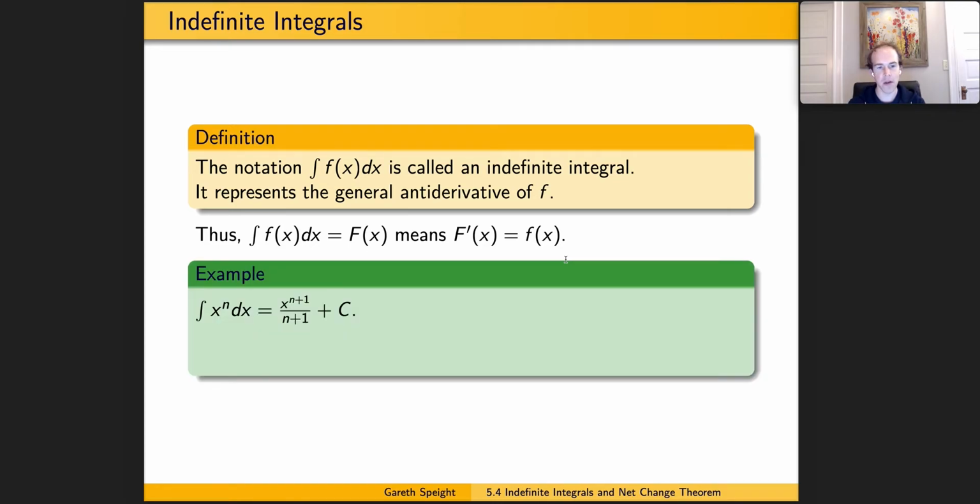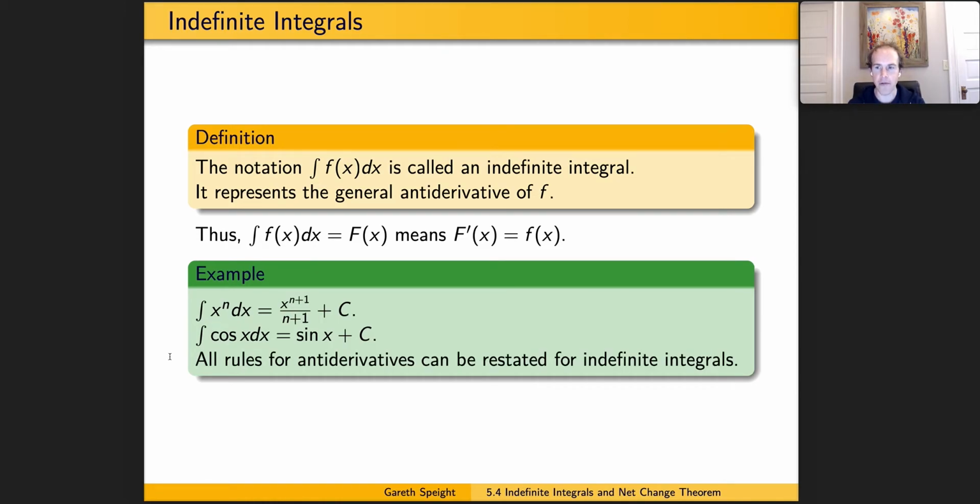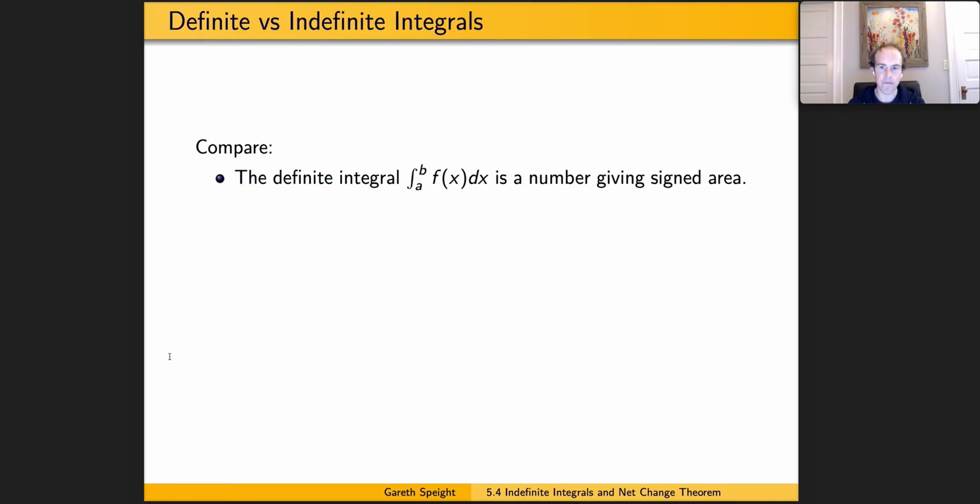It's a general antiderivative, so it just means we have to find a function whose derivative is the thing we started with. For instance, we said that the general antiderivative of x to the n is x to the n plus 1 divided by n plus 1, plus c. So the indefinite integral of x to the n is x to the n plus 1 divided by n plus 1, plus c. These indefinite integrals are just a shorthand for finding the general antiderivative. For instance, the antiderivative of cosine x is sine x plus c, so the indefinite integral is sine x plus c. Every rule we had about antiderivatives can be restated for indefinite integrals like this.